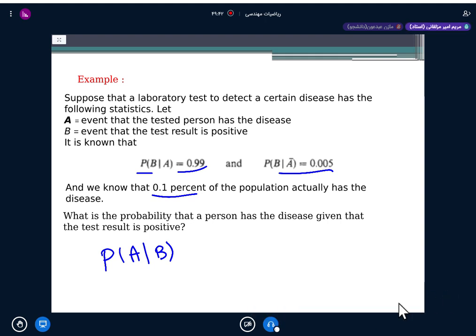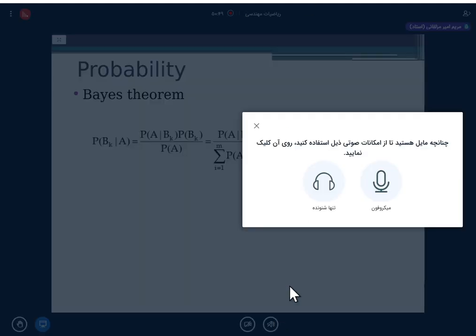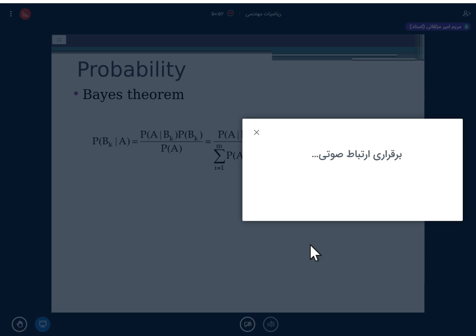Okay, let's continue this example. As I said, in this example, we want to compute the probability that a person has the disease given that the test result is positive. It means that we want to compute the probability of A given B. Any question? Please pay attention that in this example, we have the formula.